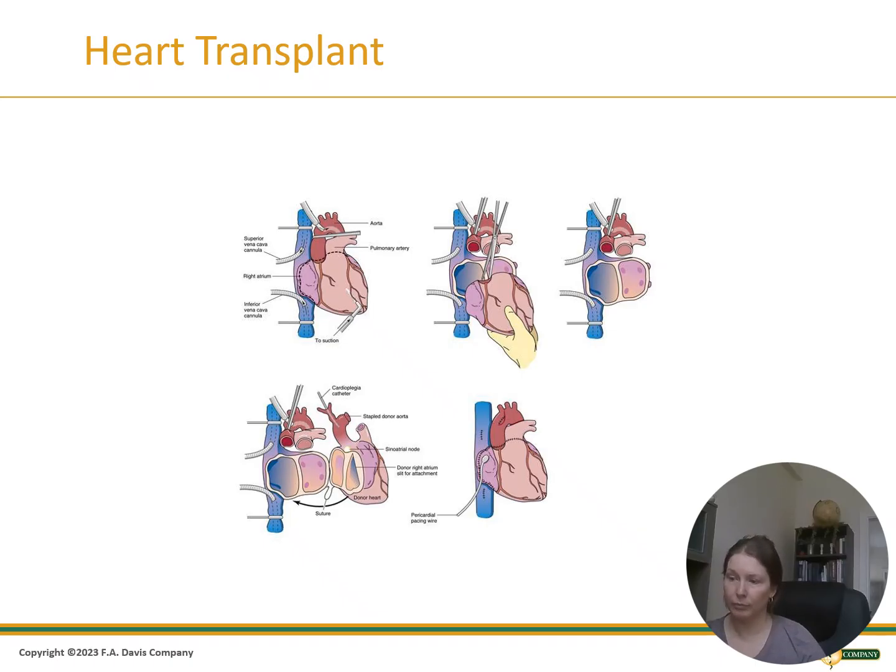We leave some structures, which you can kind of see in that third picture, to attach the donor heart to. The donor heart in the third picture is prepared, and we align that donor heart to those structures of our patient's heart that has been removed.